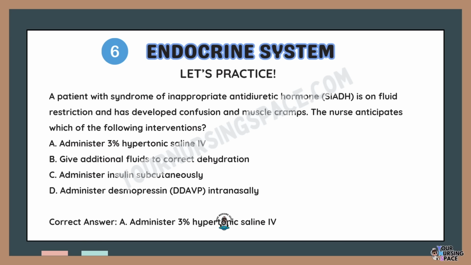Administer 3% hypertonic saline IV. SIADH causes dilutional hyponatremia, low sodium levels, usually less than 120 milliequivalents per liter, which can lead to seizures. Hypertonic saline, 3% sodium chloride, is used for severe hyponatremia to prevent brain swelling. Option B is incorrect since fluid restriction is required in SIADH. Option C, insulin, is unrelated to SIADH. Option D, DDAVP, is used for DI, not SIADH.